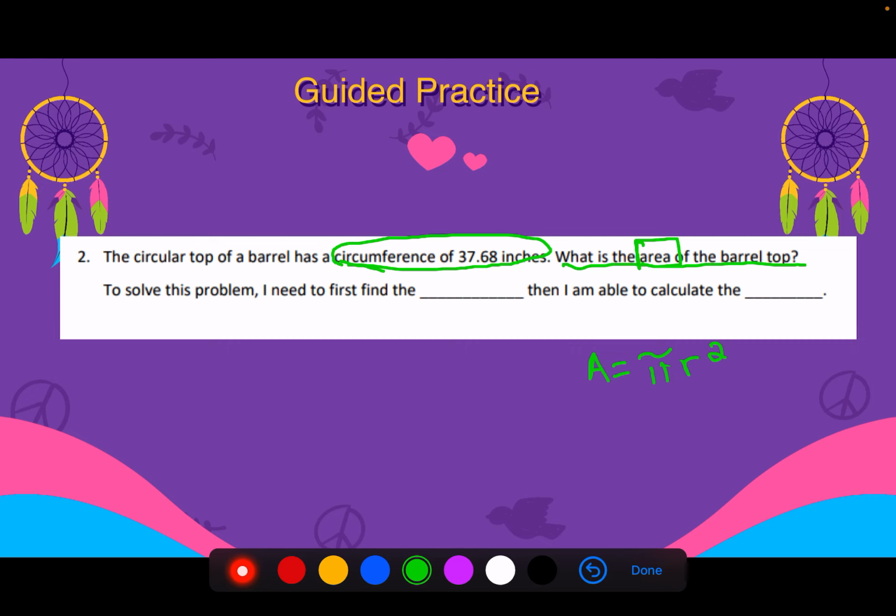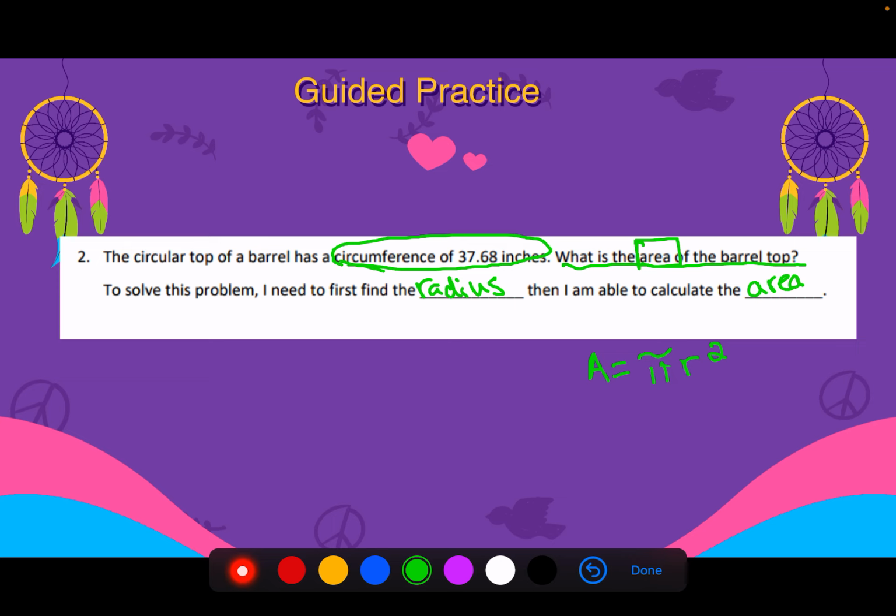So what does the r stand for? You said radius, that is correct. So we need to solve for radius. Once we find the radius, then we can calculate for the area, okay?